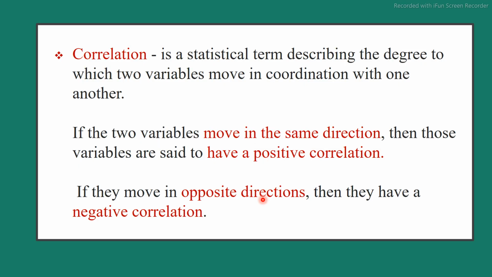So now it's time to define correlation. It is the degree to which two variables move in coordination with one another. Let's say you have two variables, maybe sales and revenue. Whether they move in accordance with one another or not. Let's say you are increasing the sales, so is revenue increasing or not?